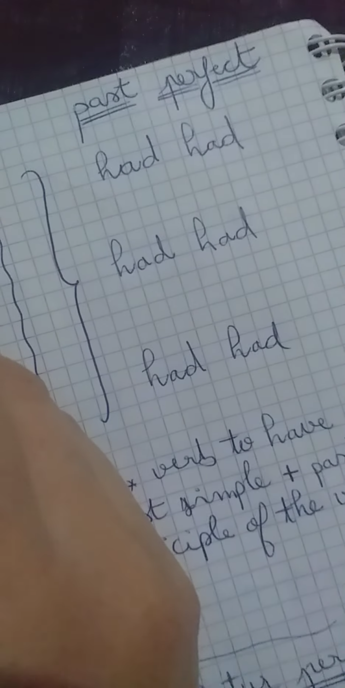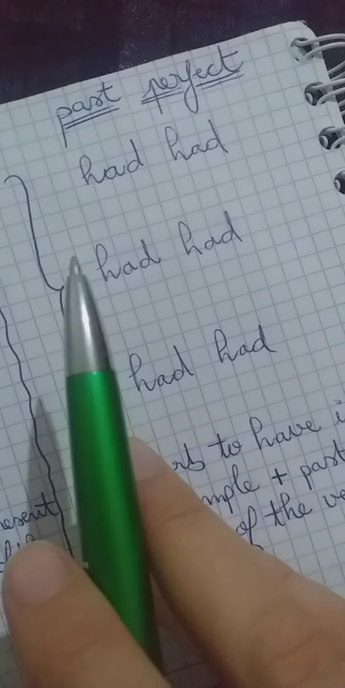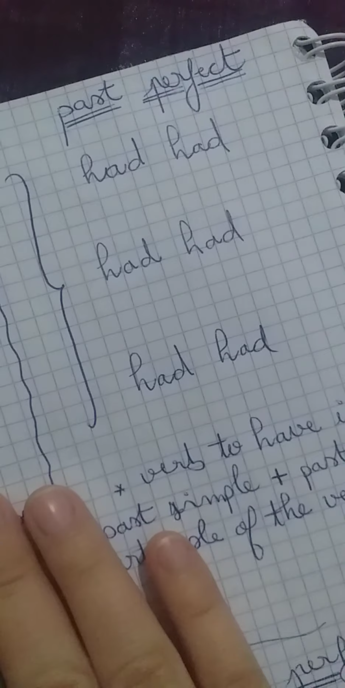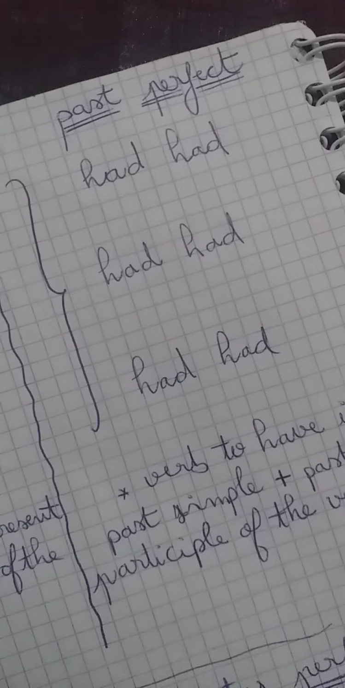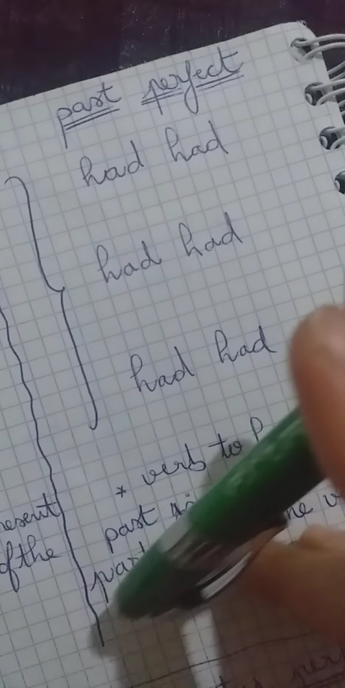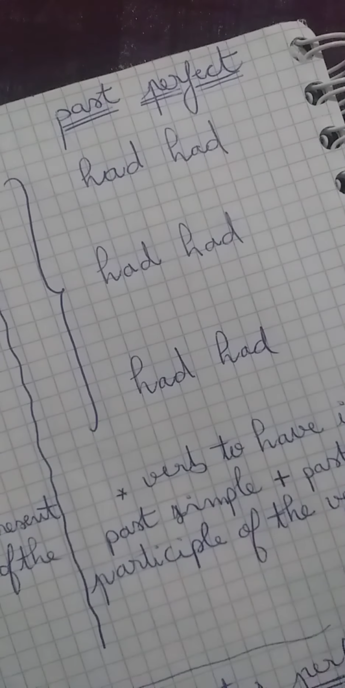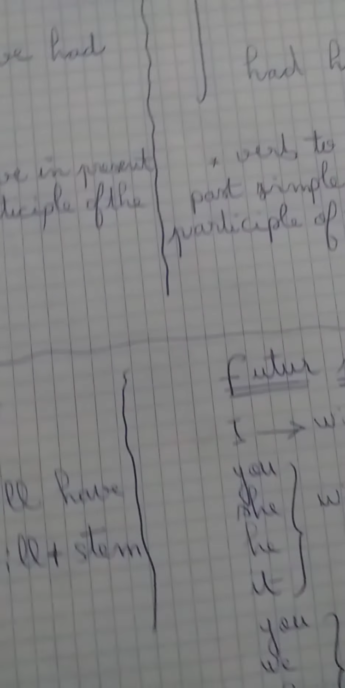Donc, le present perfect ou le past perfect, toujours on le fait avec l'auxiliaire to have. To have, conjugué au présent pour le present perfect, conjugué au passé pour le past perfect. Ça dépend du pronom personnel qu'on te donne. Plus on rajoute le participe passé du verbe ou de l'auxiliaire. Je pense que c'est clair.